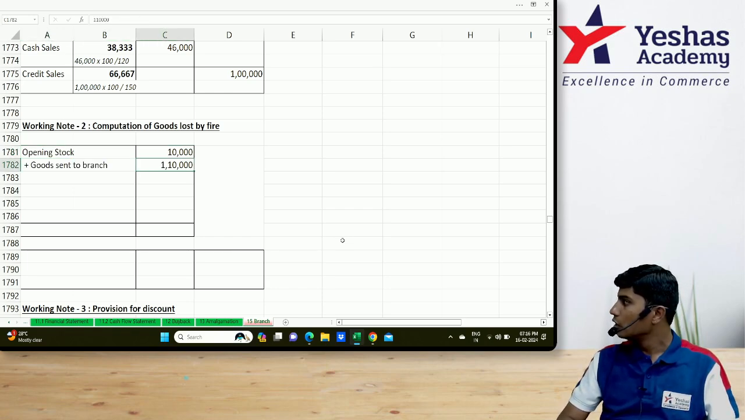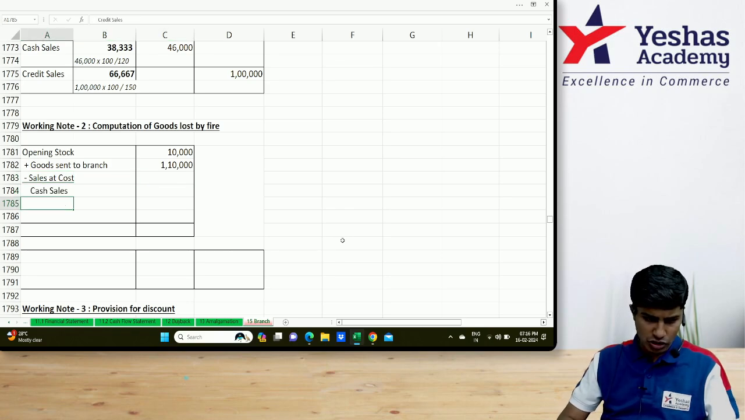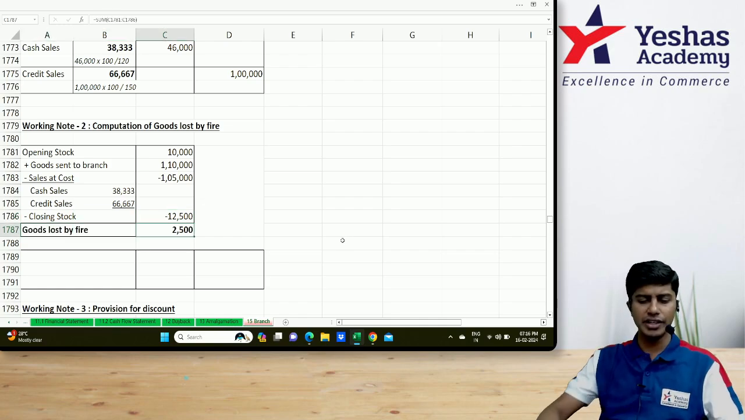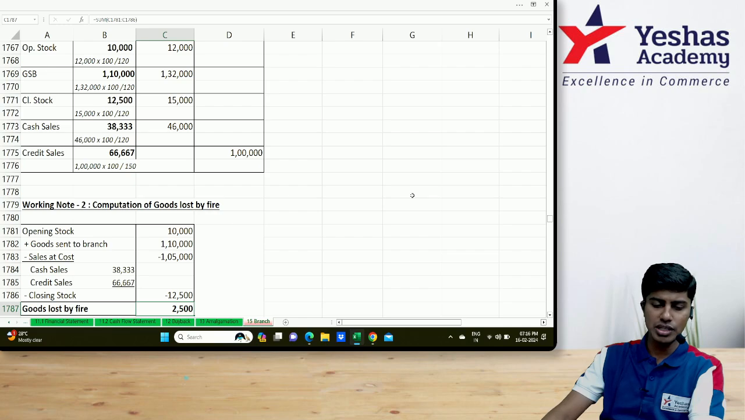Opening stock 10, goods sent to branch 1 lakh 10, sales at cost, cash and credit. I'll write 38,333 and 66,667. I'll write my closing stock at 12,500. If I write this, I'll get goods lost by fire 2,500. Is this clear?